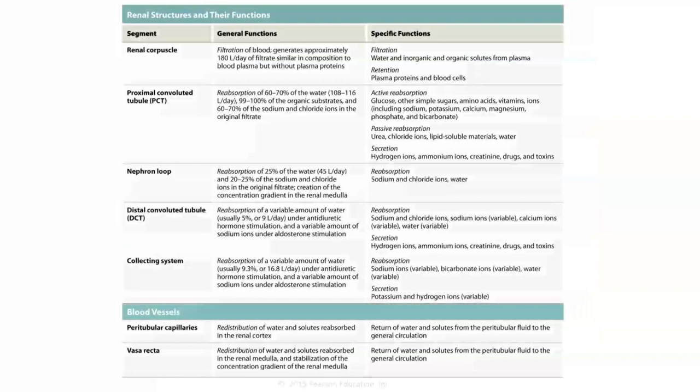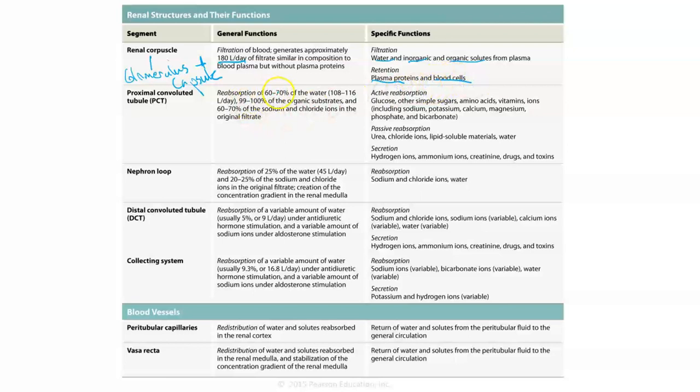There's a nice summary that's shown here that shows a little bit about all the stuff that's happening. You have 180 liters a day filtrated at the renal corpuscle. The renal corpuscle would be the glomerulus plus the capsule that surrounds it. Okay, the things that are filtrated out: water, inorganic and organic solutes. The things that are not would be plasma proteins and/or blood cells.